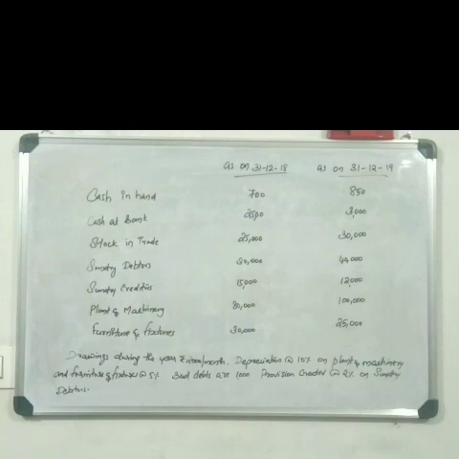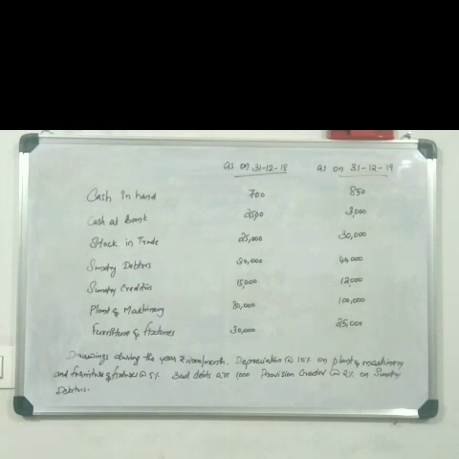Then depreciation at the rate of 10% on plant and machinery, 5% on furniture and fixtures. Bad debts, that is the debts which we cannot recover, 1,000 rupees. Provision created at the rate of 2% on sundry debtors, that means provision for doubtful debts has been created, right? That is at the rate of 2%. So from this data, you have to prepare the final statement of affairs.